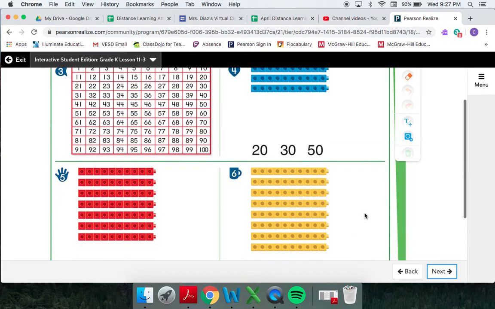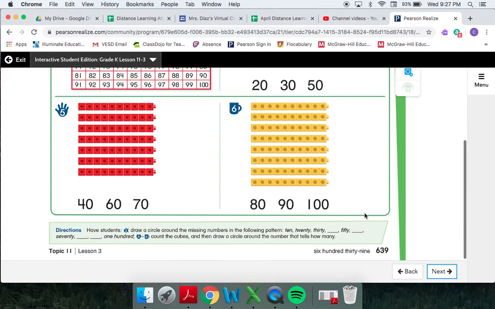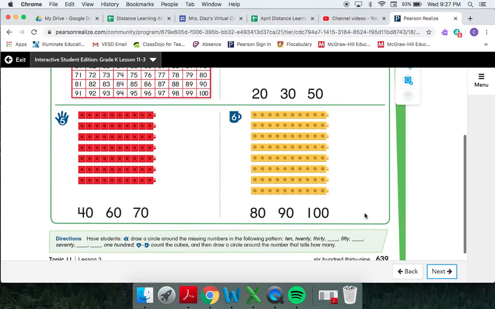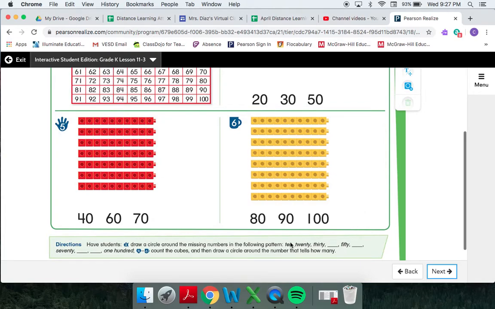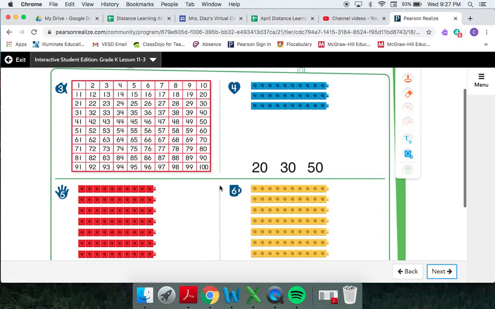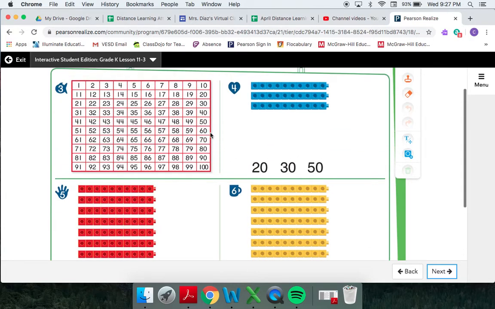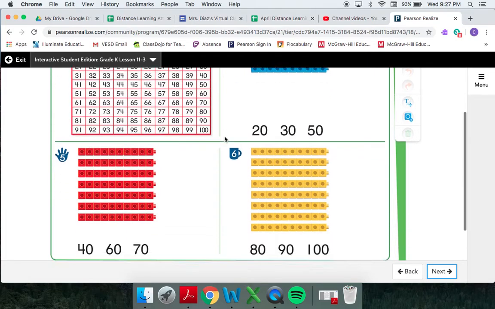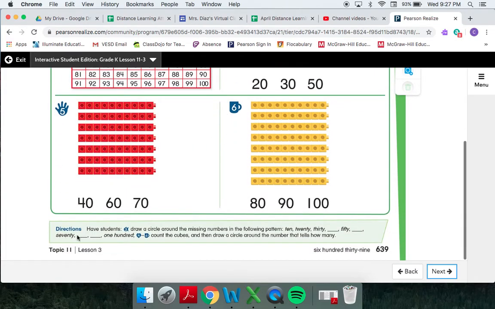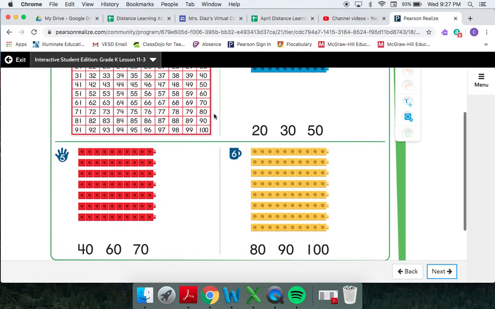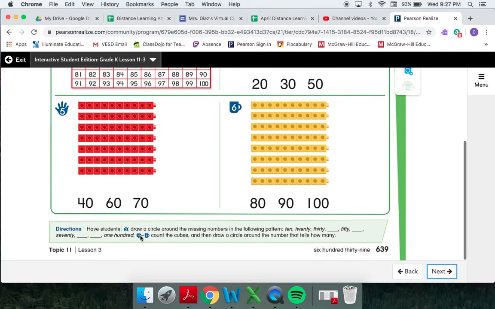Okay. For number 3, students are going to be drawing a circle around the missing numbers in the following pattern. So you're actually going to read this pattern out loud to them, 10, 20, 30. You're going to pause. You're going to ask them what comes next. They should draw a circle around 40, 50, again pause, ask them what comes next, draw a circle around 60. You're going to read 70, pause. They're going to circle 80, ask them what comes next, 90, and then you can finish off with 100.